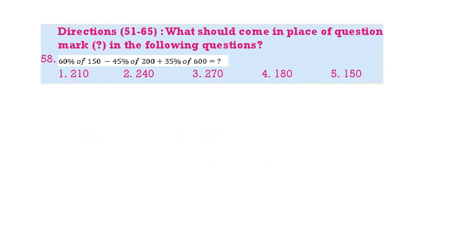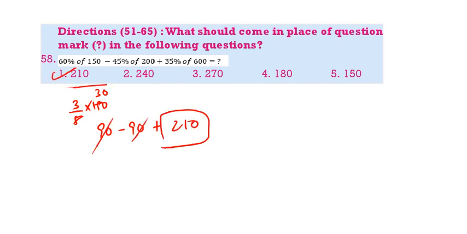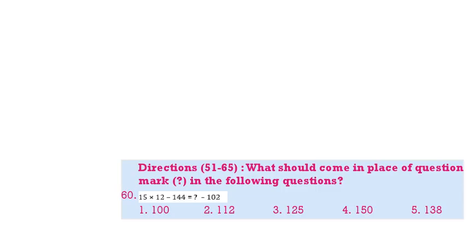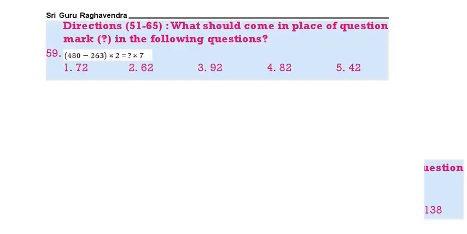60% of 150. So 60% of 150 means 3 by 5 of 150, that is 90. Minus 45% of 200, again 90, that is 210. 90 90 cancel, we are left with 210. 210 is the correct answer. Next, 480 minus 263, that is 217 into 2, that is 434 divided by 7. 7 6 72. 62 is the correct answer.